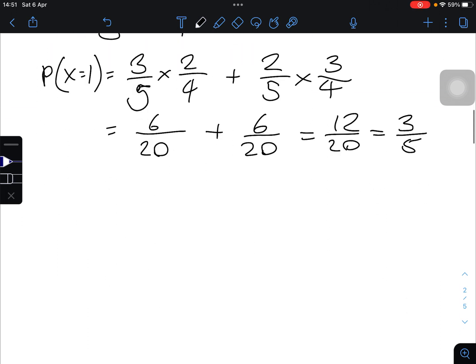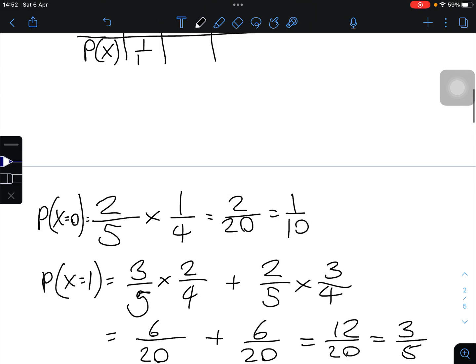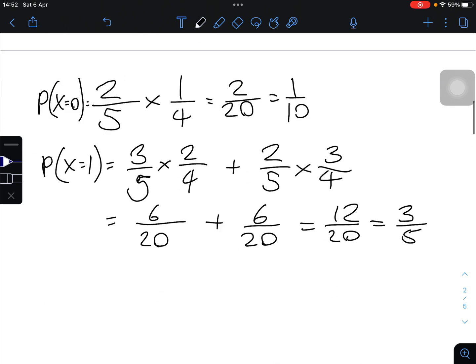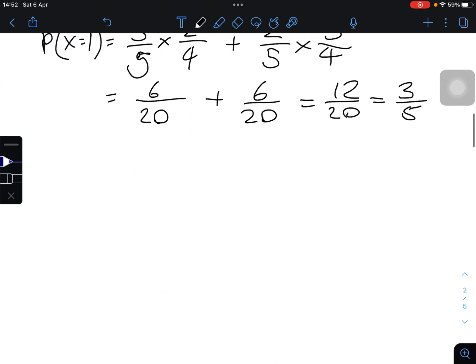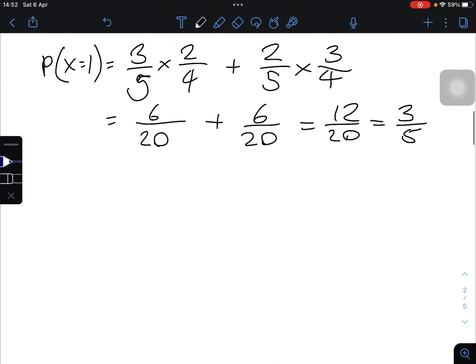Fractions are really handy, guys. Don't add your bottom fractions together. The amount of times I see mistakes with fractions is just unbelievable. The denominator stays the same.